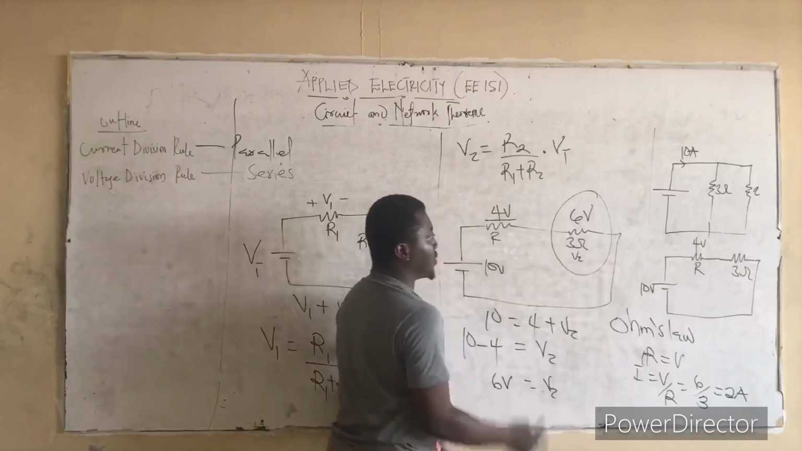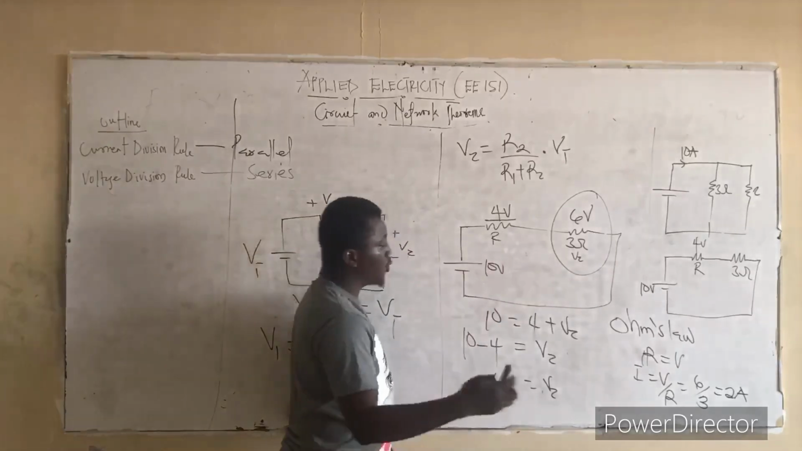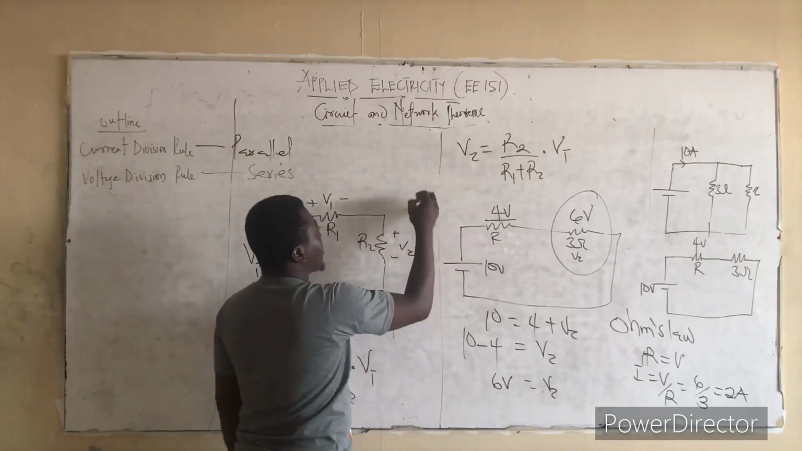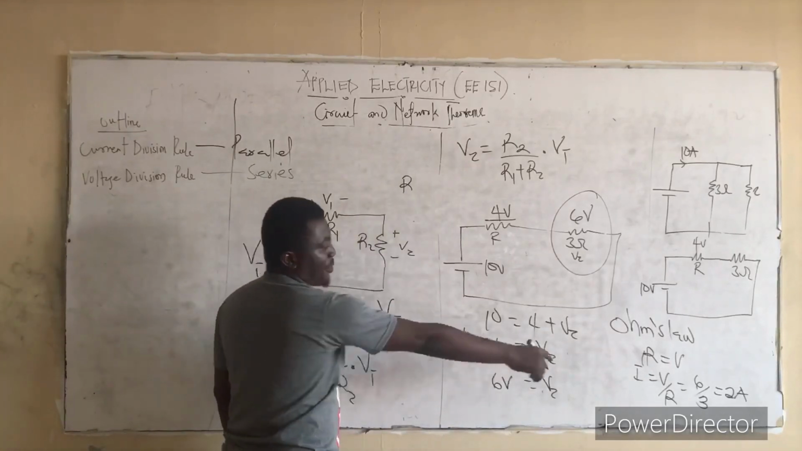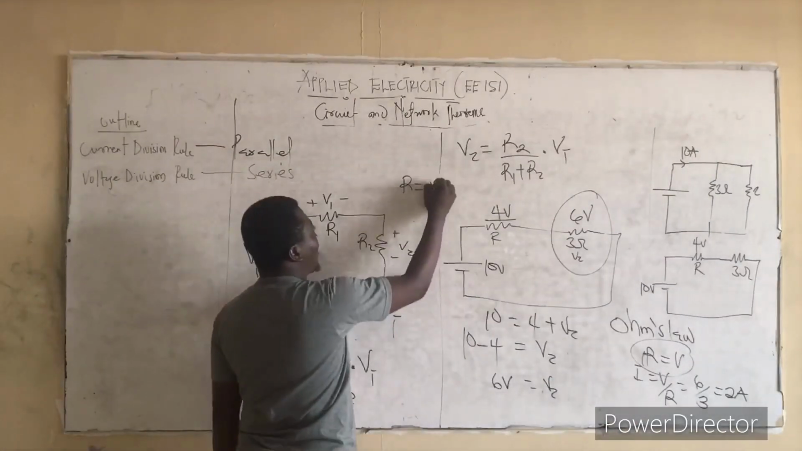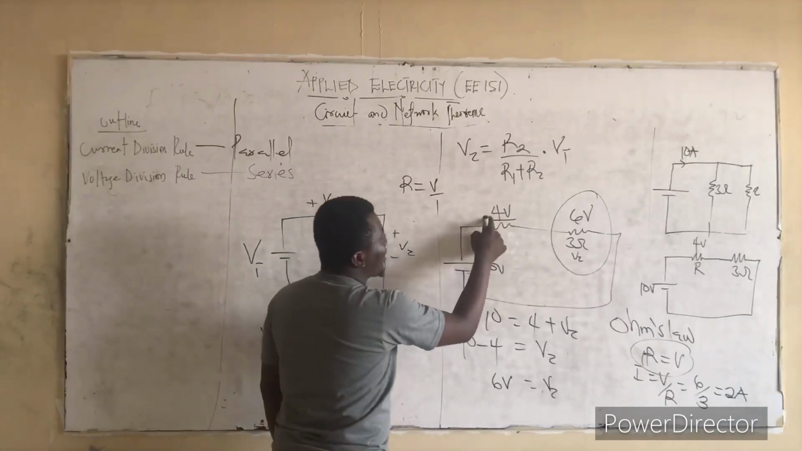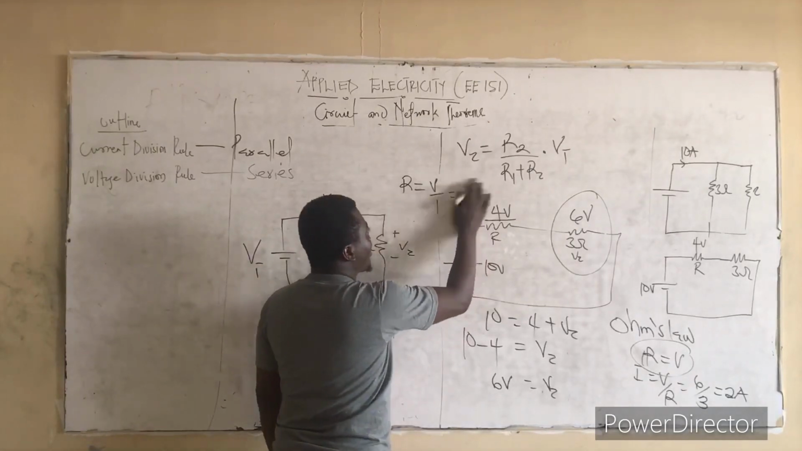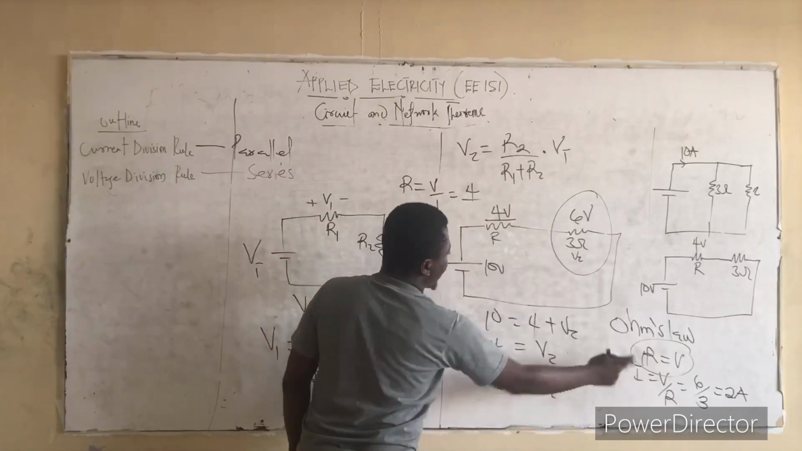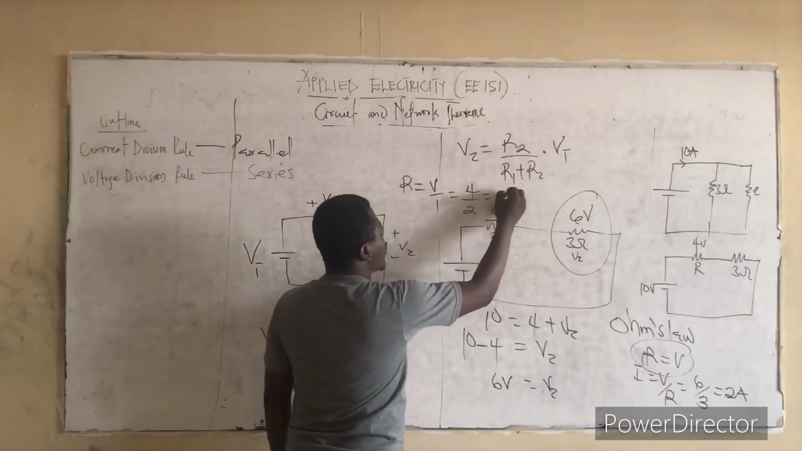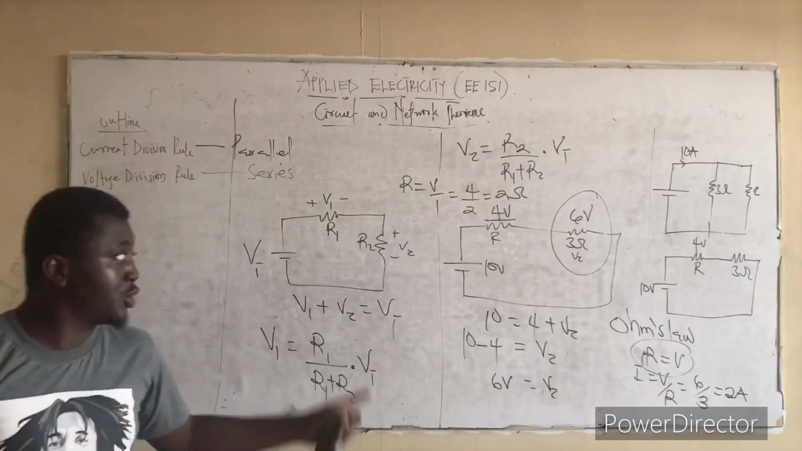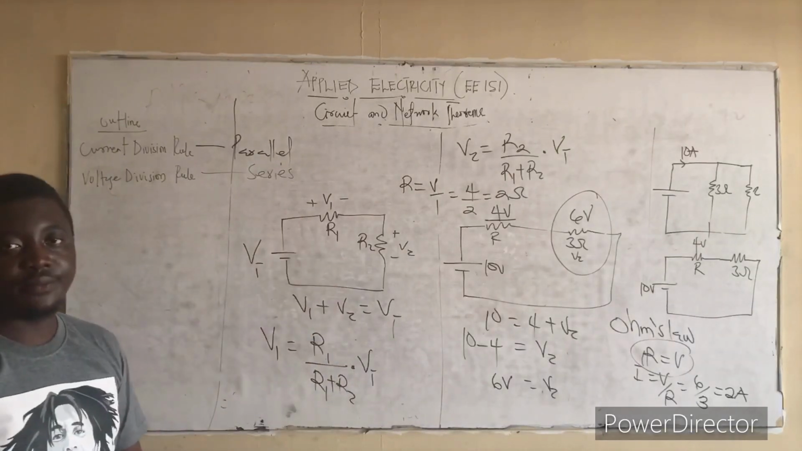Since the current is 2, it means we need 2. And if it is 2, how do you get R? From that same law, you can make R the target. R will be equal to V over I. And this time our V is 4, and our I is the same as this one, so we have 2. So you get 2 ohms. So that is the unknown resistor they asked us to find: 2 ohms.